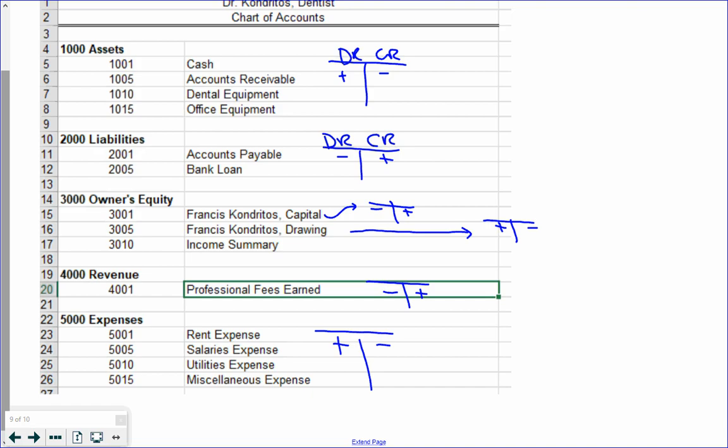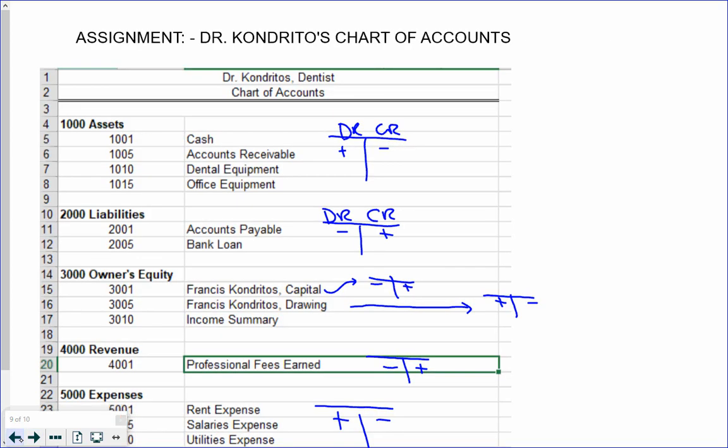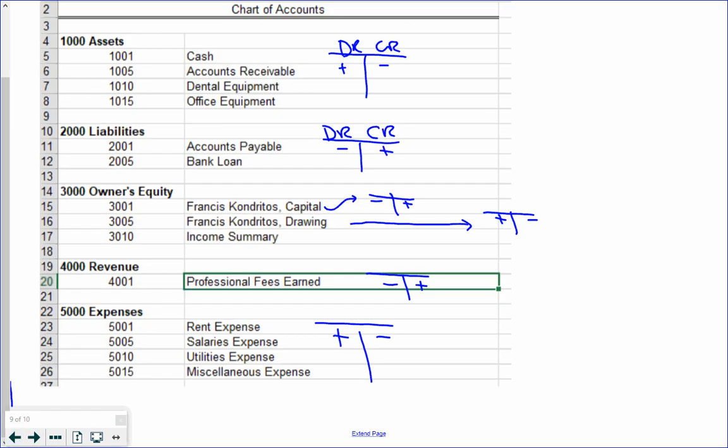So these are the names that you have to use when you're doing your general journal. Okay. So you're going to use the word cash instead of checking account. Don't worry about doing opening balances because I didn't give you any opening balances. So you're just going to do the general journal transactions.